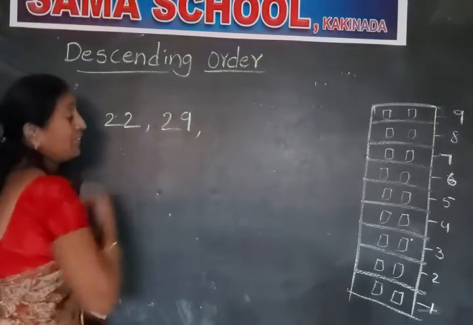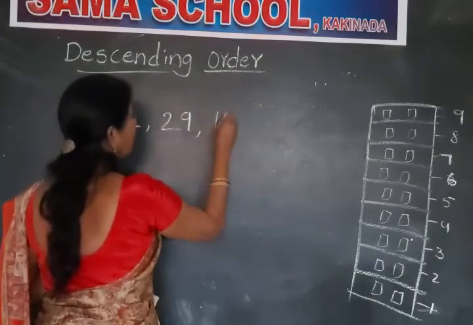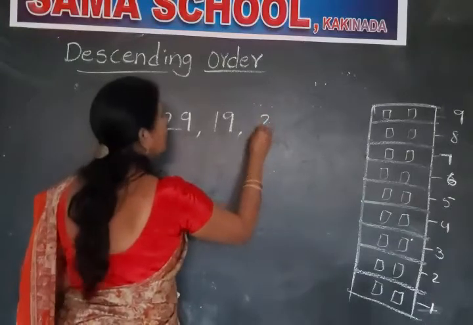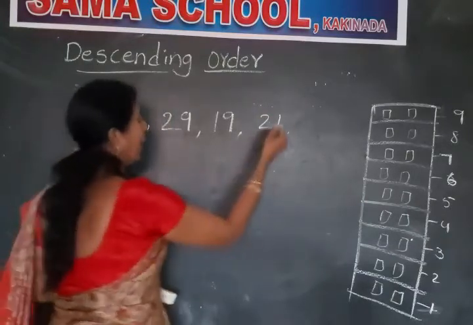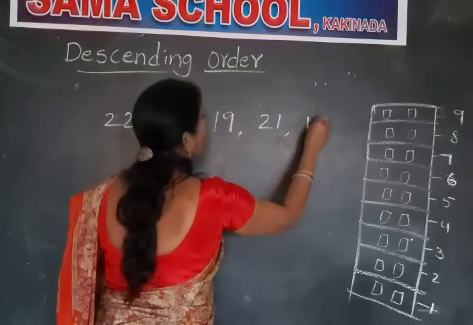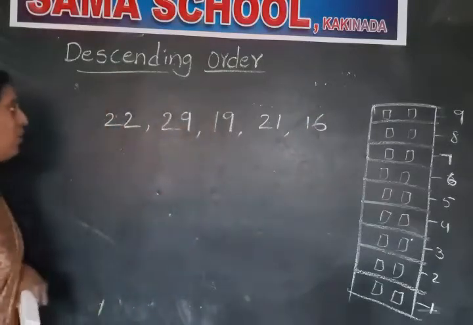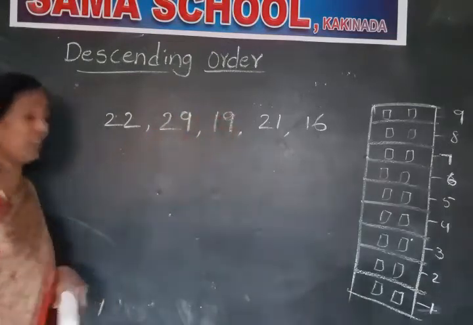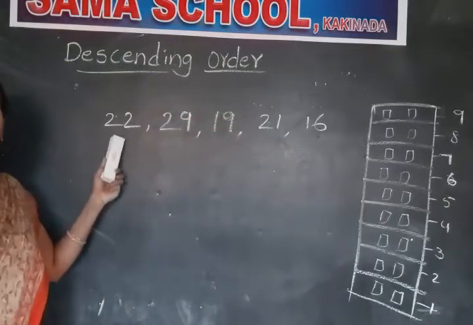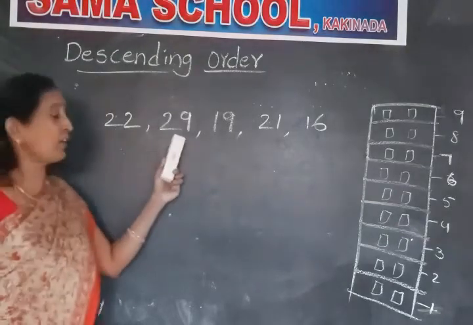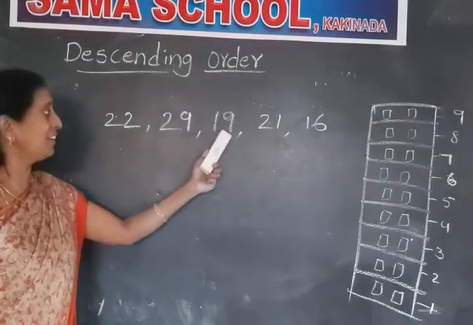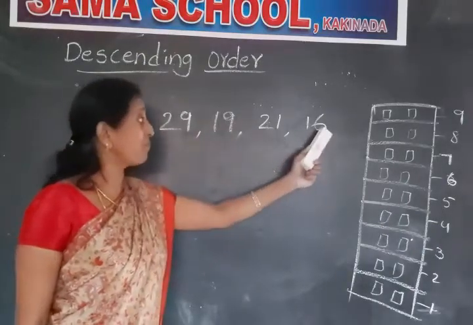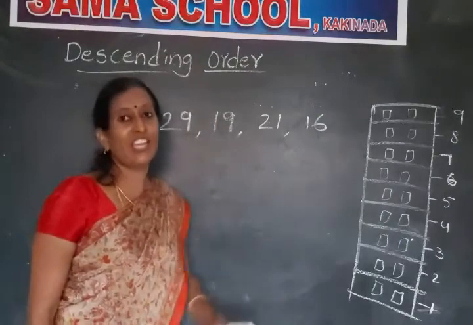I'm giving here 29. And here 19. Next one, 21. And next one I'll give as 16. Now see here, I am giving very big numbers. What is this number? 22. And here, 29. And this number, 19. This is 21. And this is 16.